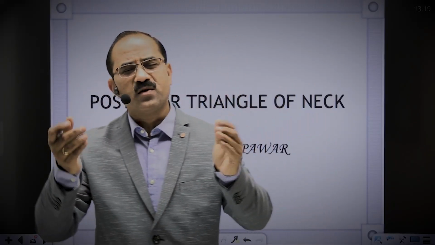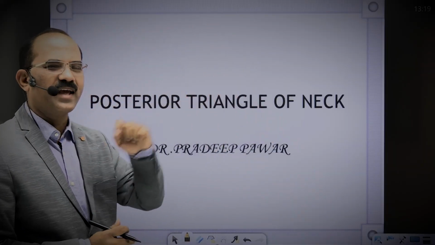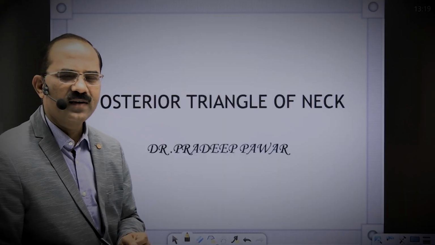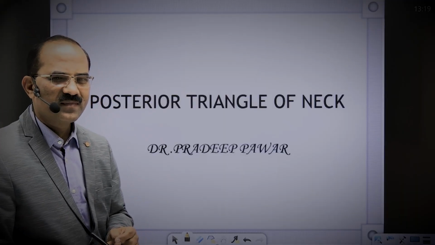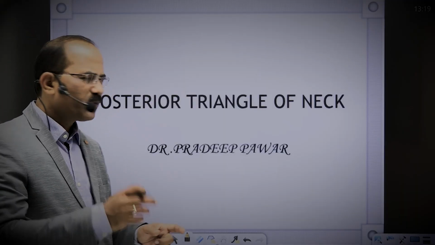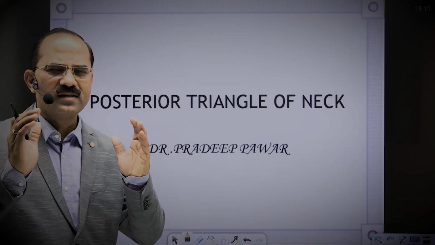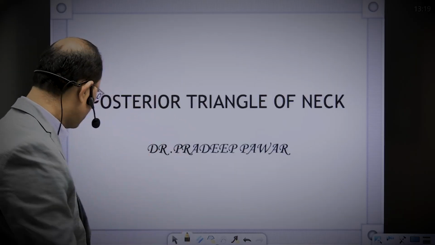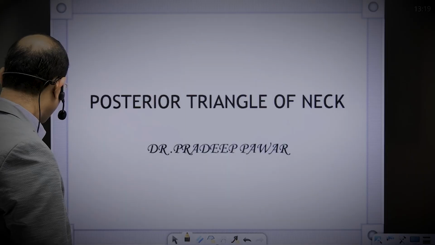Let us now discuss a very important topic from the MCQ point of view, students. A very important topic, the posterior triangle of the neck. Okay, we'll start with the posterior triangle. Now that you know the subdivisions of the triangles, let me just quickly draw this subdivision and then we start with the posterior triangle of the neck.